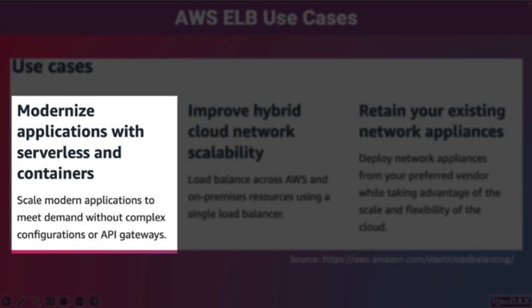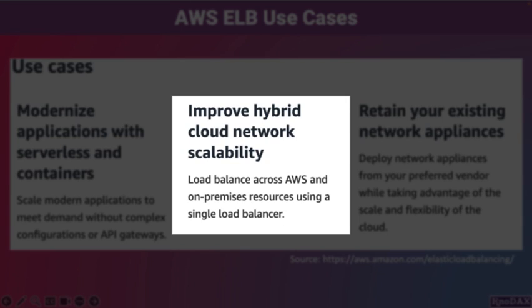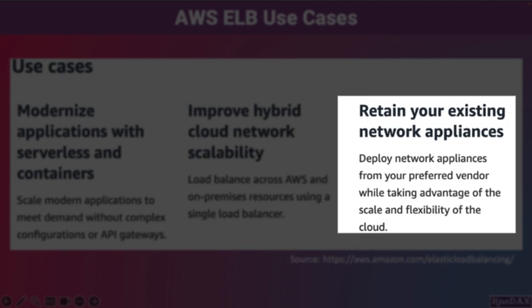You can use ELB to improve hybrid cloud network scalability. You can load balance across AWS and on-premises resources using a single load balancer. You can deploy network appliances from your preferred vendor while taking advantage of the scale and flexibility of the cloud.